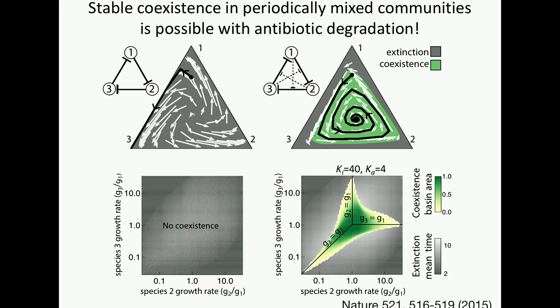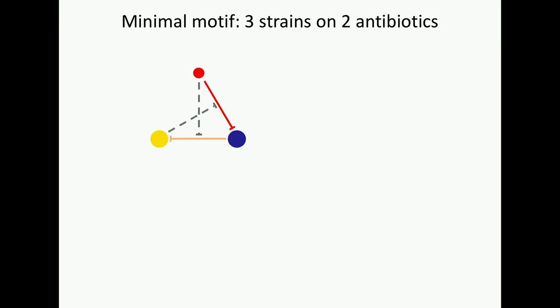The other nice thing is that if you start playing with the relative growth rates of the species, this mechanism is robust to big changes in growth rates. We can have coexistence even for tenfold differences in the growth rate between microbes, which is huge for microbes, one microbe growing 10 times faster than the other. One thing that will be relevant in a little bit is that the simplest community we could construct within this framework maintains coexistence between three species on two antibiotics, and all the resistance is coming from antibiotic degradation.